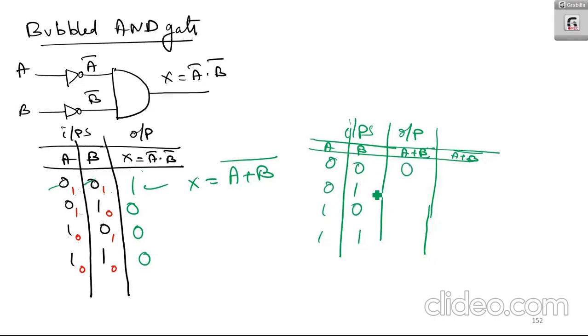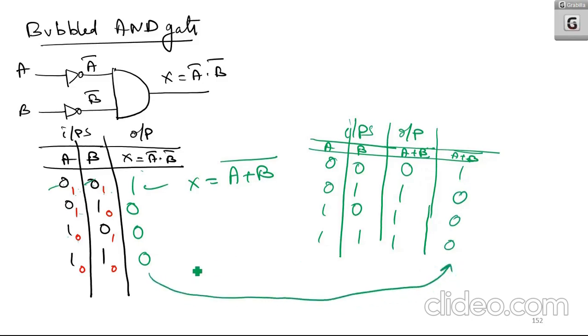What is A or B? 0 or 0 is 0, 0 or 1 is 1, 1 or 0 is 1, 1 or 1 is 1. Bar of that we will get 1 0 0 0. Okay. So then we can see that these two columns are exactly the same. Therefore, we can write X is equal to A bar dot B bar, which is the same as A or B the whole bar.